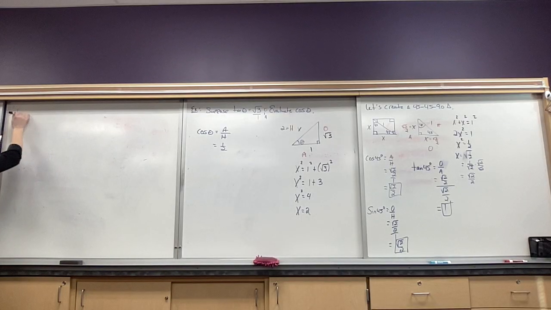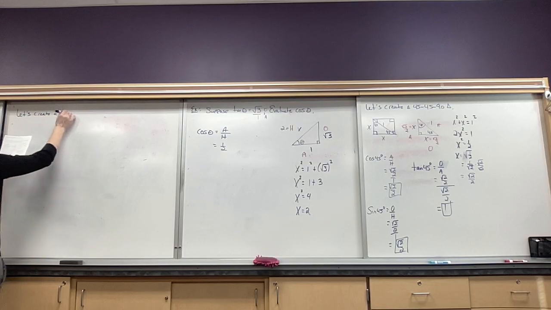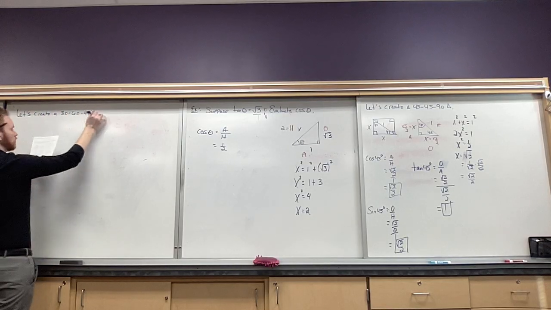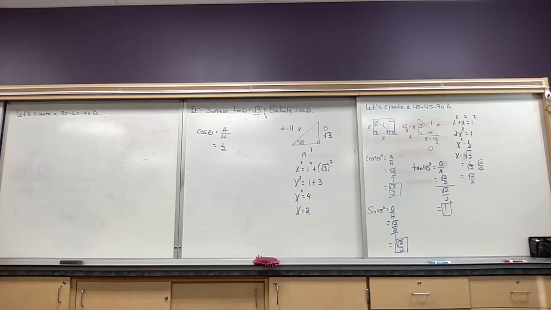So now, let's create a 30, 60, 90 triangle. We're going to repeat the same process. I'm going to figure out what the ratio of the side lengths look like and then define these trig terms. So let's say you start off with an equilateral triangle, which we know equilateral is the same thing as equiangular, using some theorems from geometry.